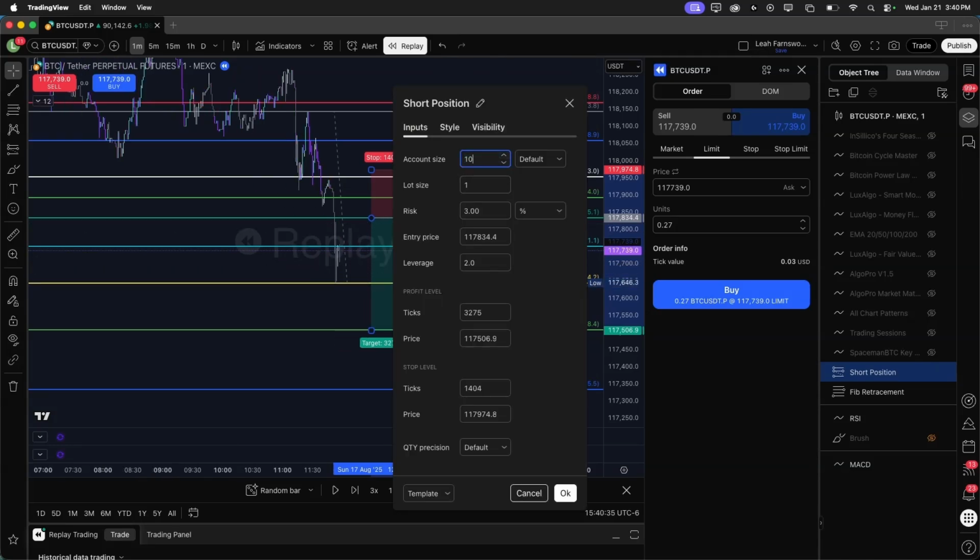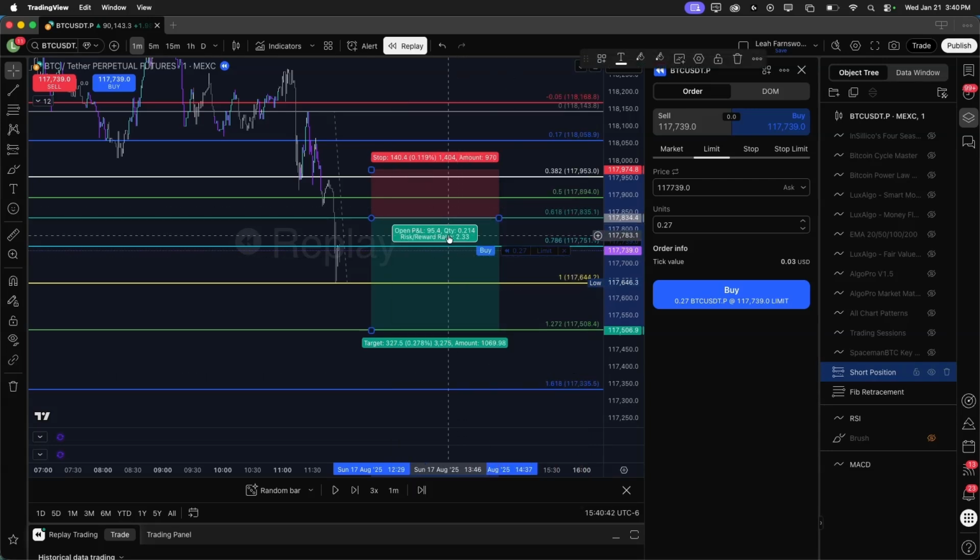Same thing. We'll say we have a $1,000 account. We'll risk 3%. We'll have 70x leverage. And here's our quantity with where our stop loss is at, to put into your preferred crypto exchange, right? Bybit, BloFin, MEXC, whatever it may be. So we have 0.214 of Bitcoin that we're going to sell at 117,835. I don't know if this one's going to work out. We are pretty far down, but we'll give it a go.